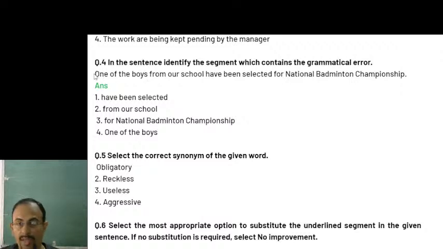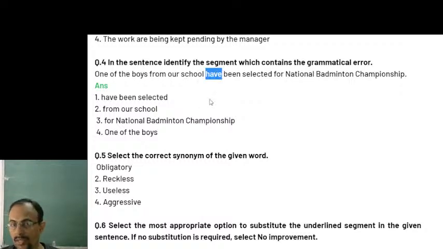Okay, one boy out of all the boys, right? One of the boys means one boy out of all the boys. Therefore, one is the subject, not boys here. So the verb will agree with one. As one is third person singular, have will be replaced by has. Right. So one of the boys from our school has been selected for national badminton championship, right?